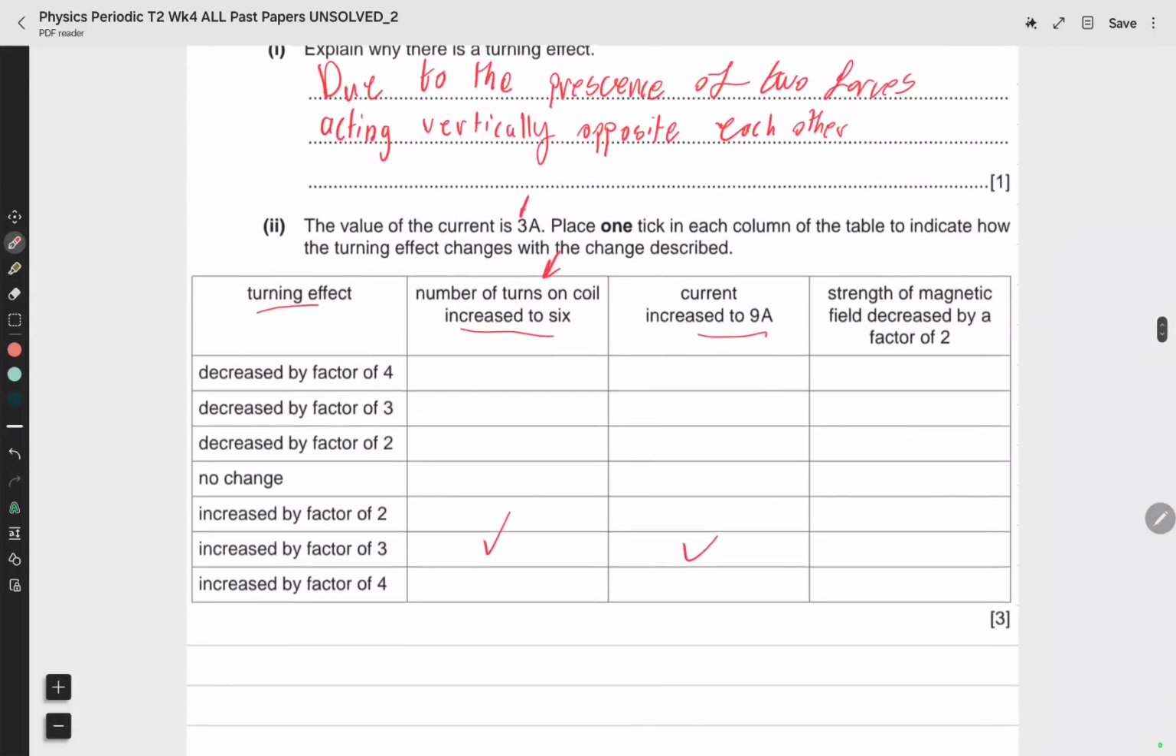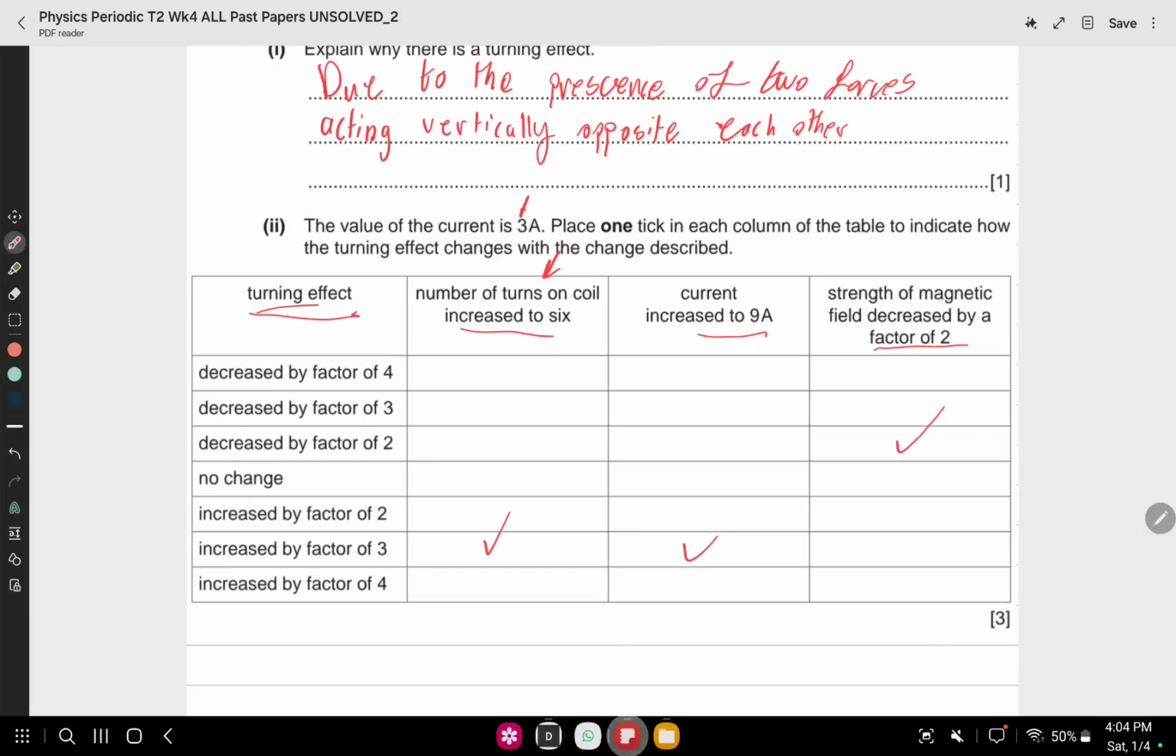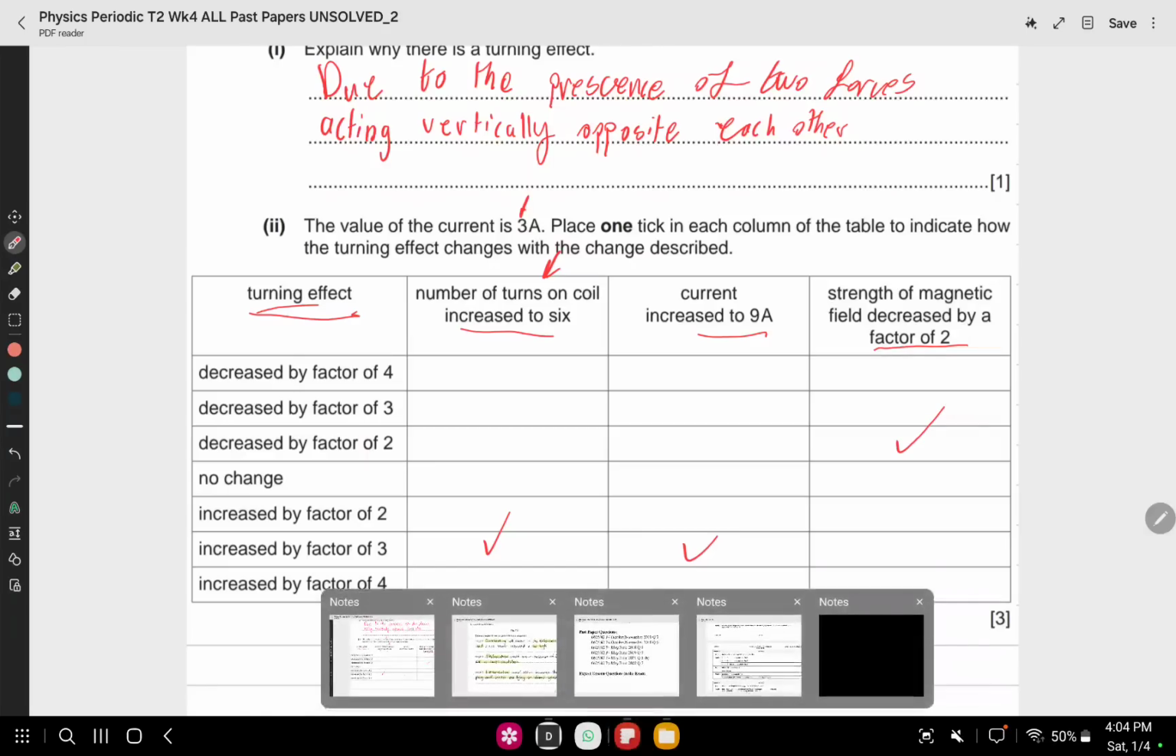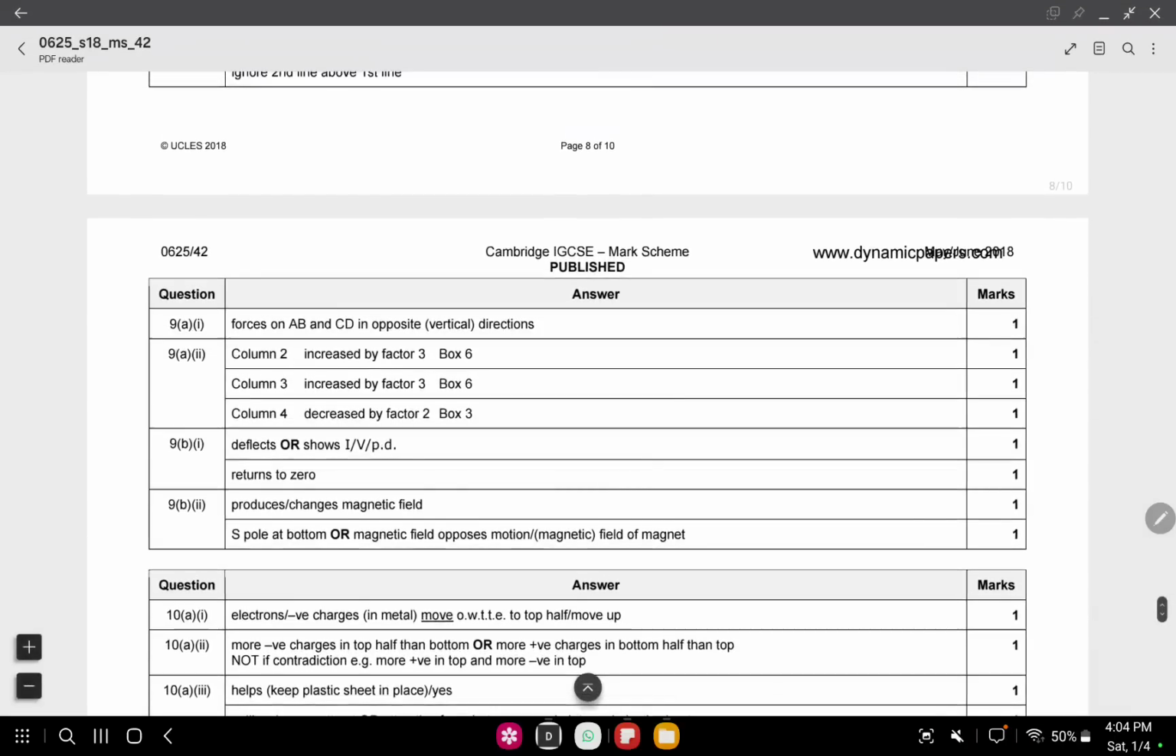Then we said that the strength of the magnetic field is decreased by a factor of 2. So what should happen to the turning effect? It should also decrease by a factor of 2. They're directly proportional to each other. So let's double check the marking scheme over here. So increased by factor 3, increased by factor 3, decreased by factor of 2. There you go.